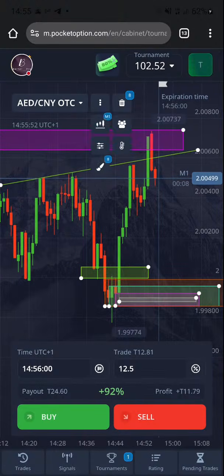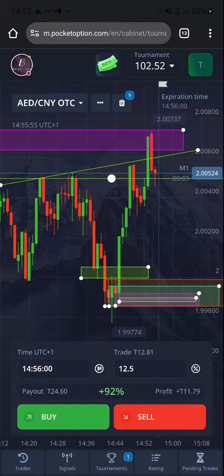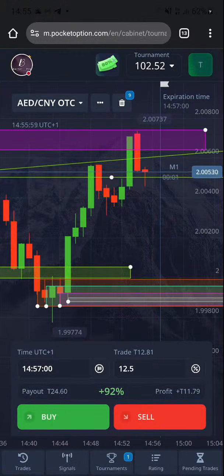Oh, this total breakout, I'm still looking at it. It's a very beautiful one. But no problem, it happens.